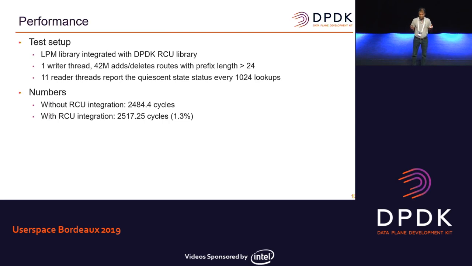So now, coming to performance, yes, it's good that we are removing a thread, but what does it mean in terms of performance? I tested this with the LPM library. I have one writer thread which is doing a total of 42 million add and delete routes with prefix length greater than 24. That's because that's when the tbl8 groups get added and deleted. It does that in a continuous loop. There are around 11 threads doing LPM lookup, and they report their quiescent state status every 1,024 iterations.